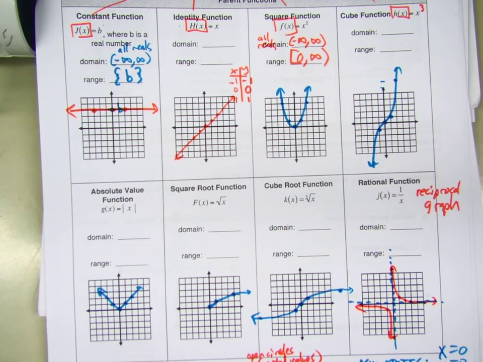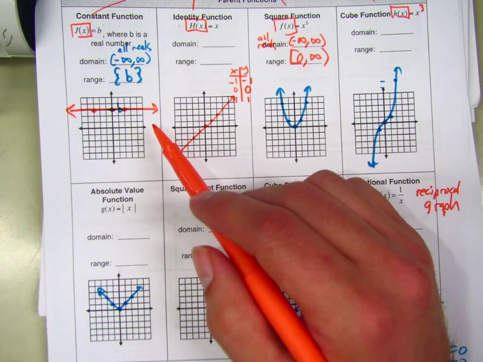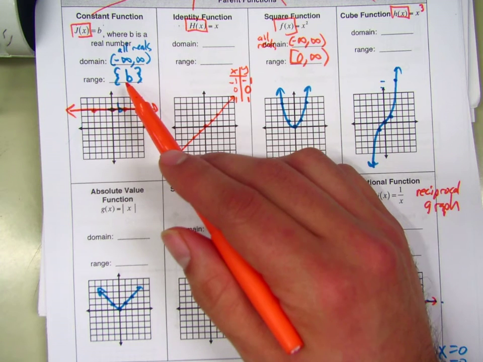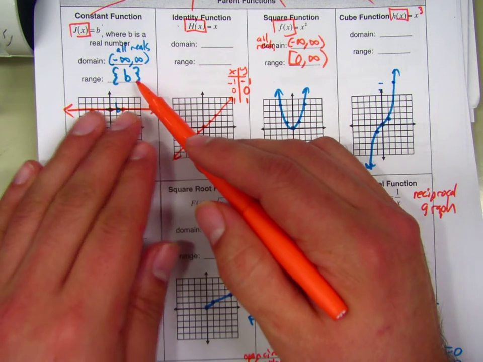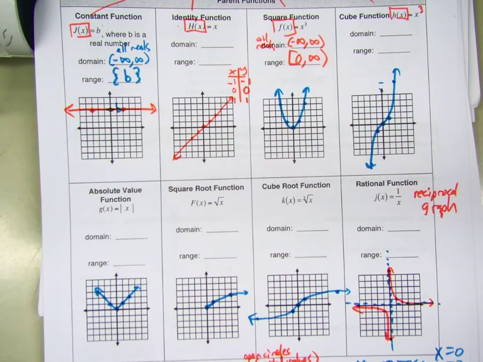Oh, yes? So is the range all y values? Yes, exactly. Range is all y values. Domain is all x values. Yes? You know how in the first one, the constant function, you use the squiggly lines, not the brackets? Yes. Why'd you use those? This is a special circumstance because there's a single value for the range. It's not like from this value to this value with a bunch of little values in between.